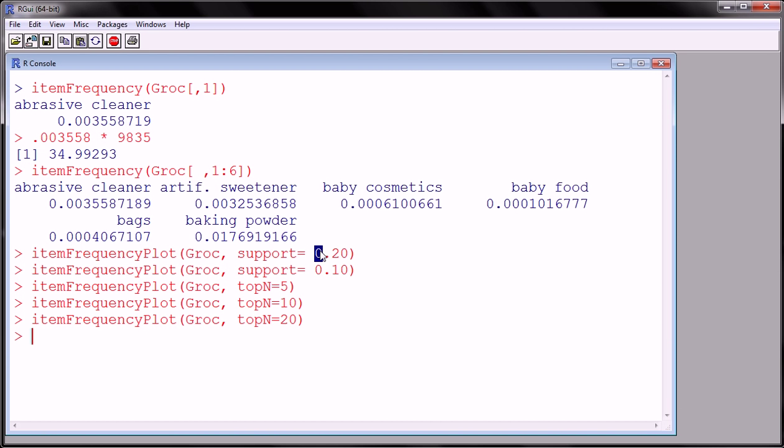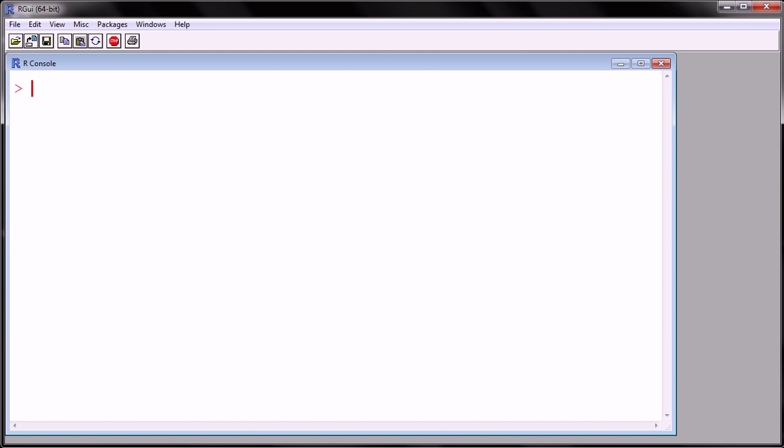So let's come up with these rules. In order to do this, we again use the arules package, and we're going to build a model. Let's call it M1. We use apriori, that's using the apriori property, which you can look into at your own leisure. The first thing we want to give it is the data set, that's our grocer, our sparse matrix.